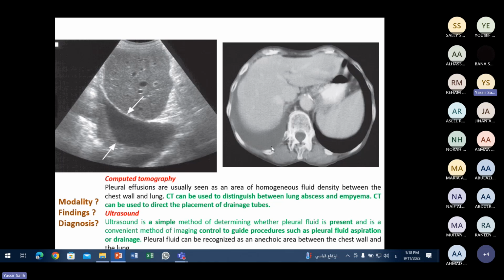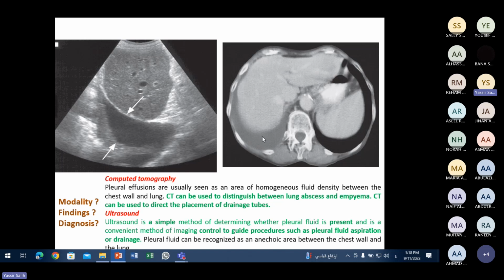And with CT you can differentiate between simple pleural effusion and pleural effusion that becomes infected, which becomes empyema, and a lung abscess. Sometimes we have difficulty differentiating between pleural effusion when it gets infected, which is empyema, and lung abscess.